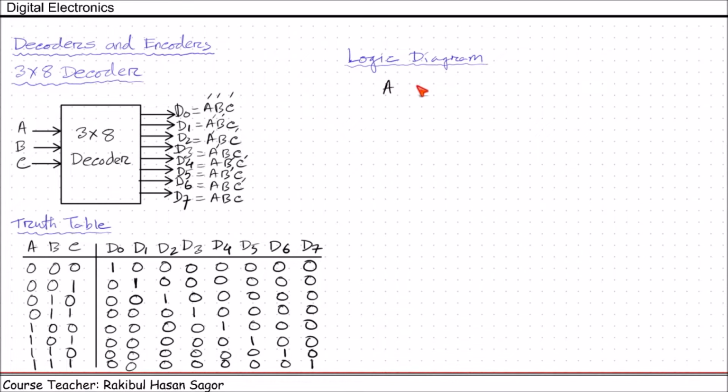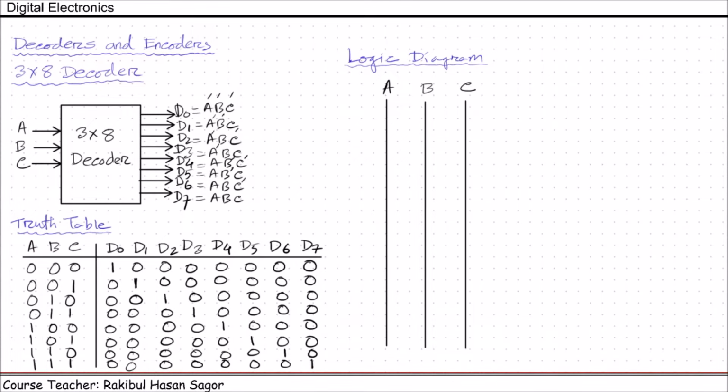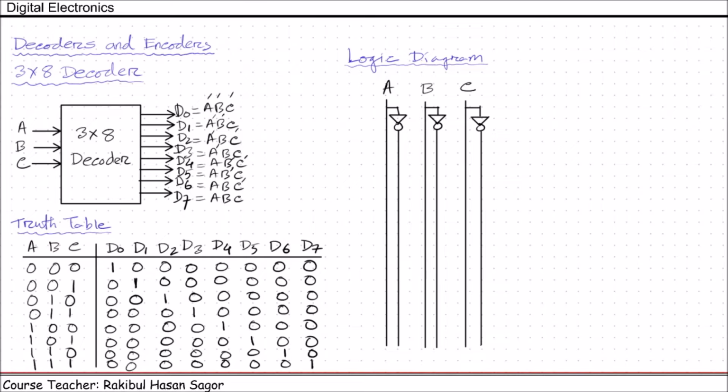We have 3 inputs, A, B, and C. These 3 lines will represent A, B, C. This will represent A prime. This line will represent B prime, and this line will represent C prime. First, this D0 output will have A prime, B prime, C prime.